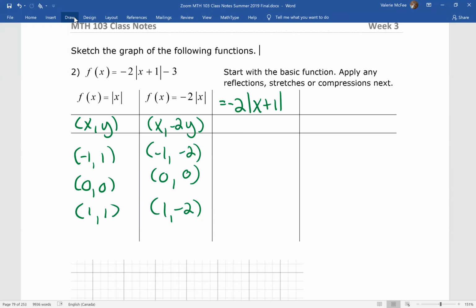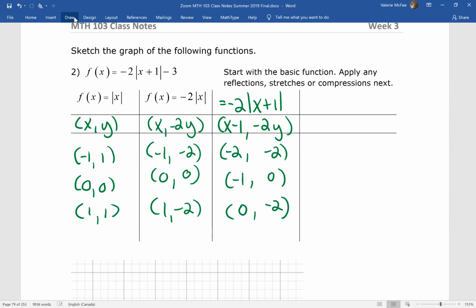And remember, when we're doing those horizontal shifts, you're going to do the opposite to X. We still have our negative 2Y. That means those values of Y stay the same. But we have to subtract 1 from X. Negative 1 minus 1, 0 minus 1, 1 minus 1.